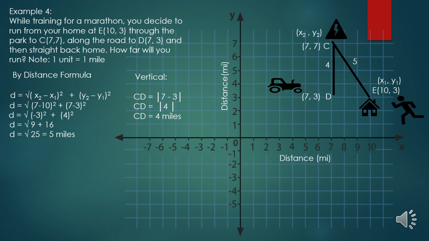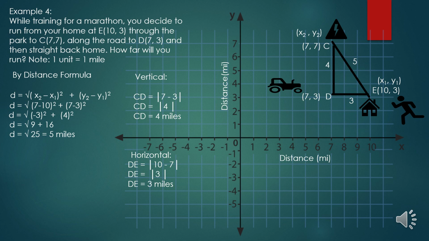Running back home again, we don't need the distance formula. We can just count horizontally, and that is equal to 3 units. Or by using the formula, from D going back home, that is the absolute value of their x coordinates, and that is 10 minus 7, equal to the absolute value of 3, then that is equal to 3. So from the road going back home, the runner covered 3 miles.